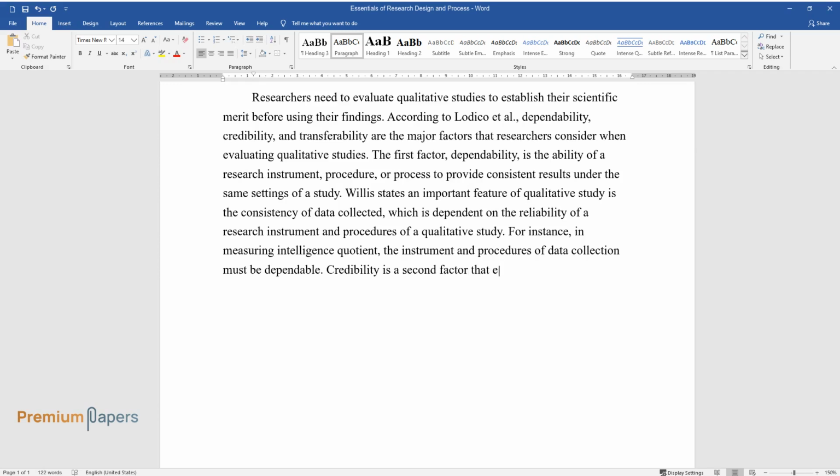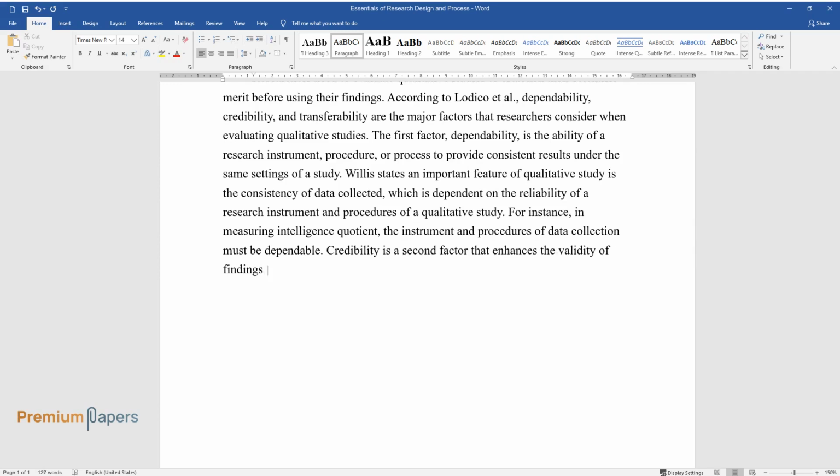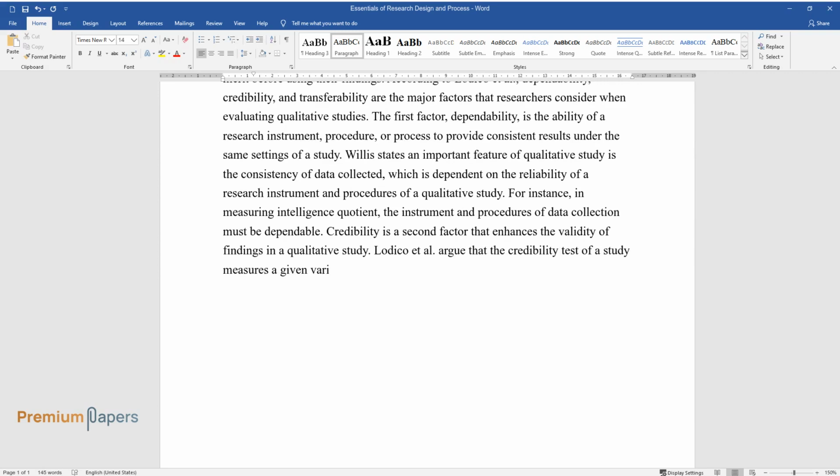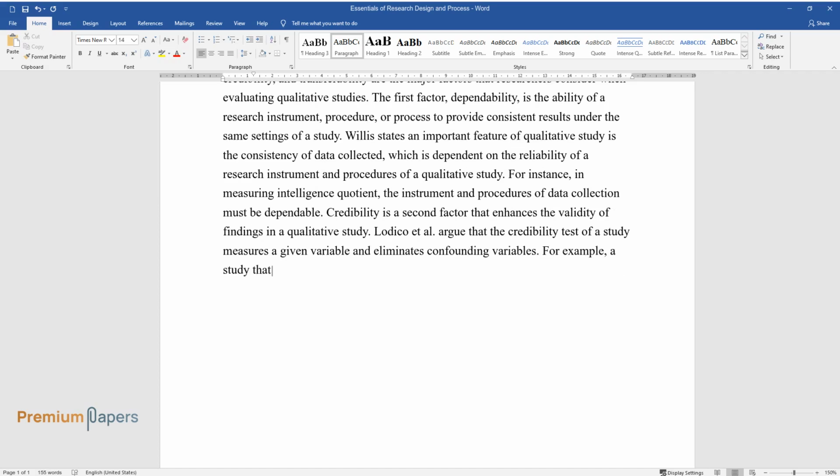Credibility is a second factor that enhances the validity of findings in a qualitative study. Blaikie et al. argue that the credibility test of a study measures a given variable and eliminates confounding variables. For example, a study that assesses intelligence quotient must be accurate.